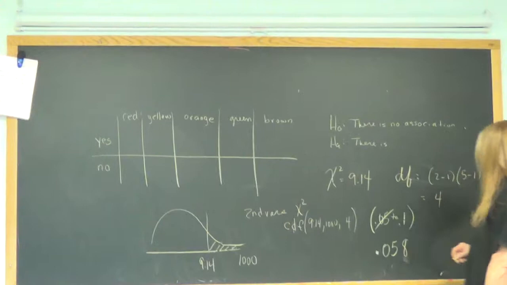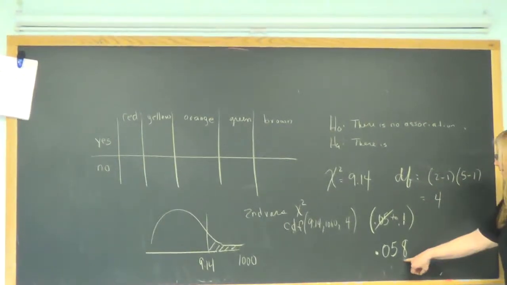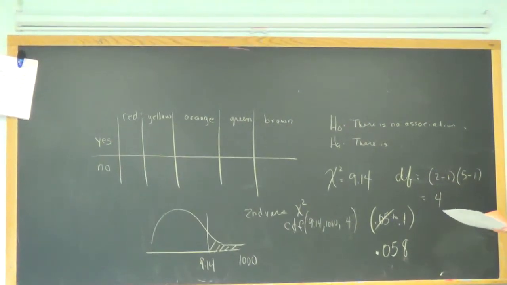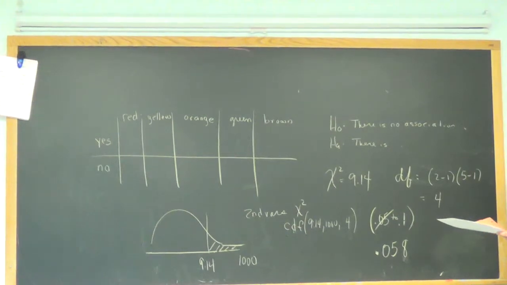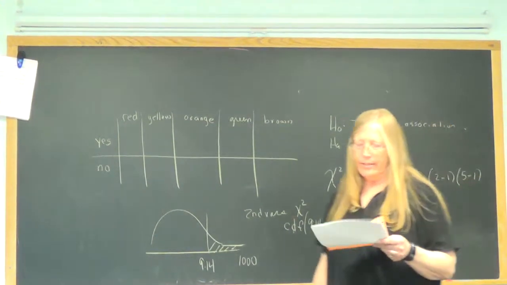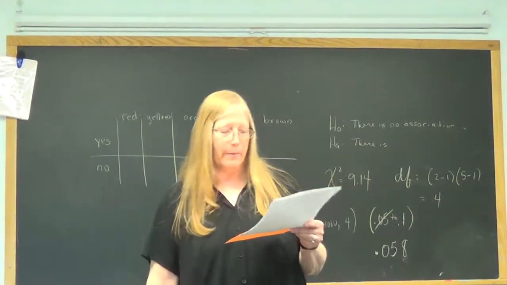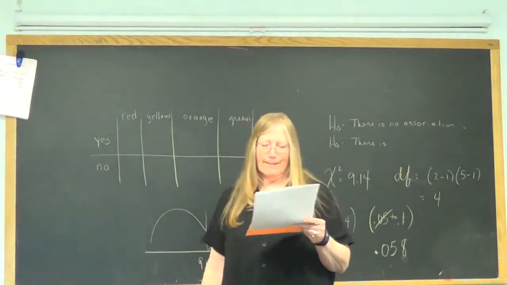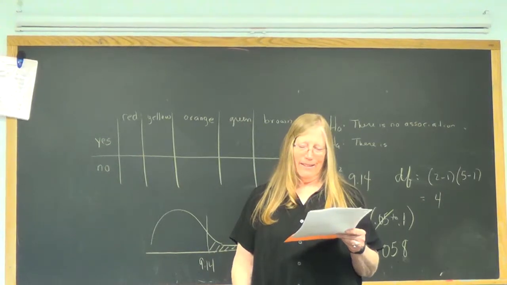So what do we do, Bree? This is above 0.05. We fail to reject, because it's not that rare. Therefore, we say there is not enough evidence to suggest that there is an association between the color of cookie packages and the success of meeting salesmen.